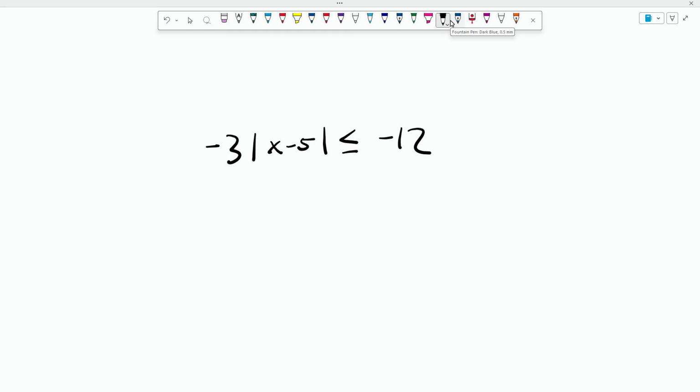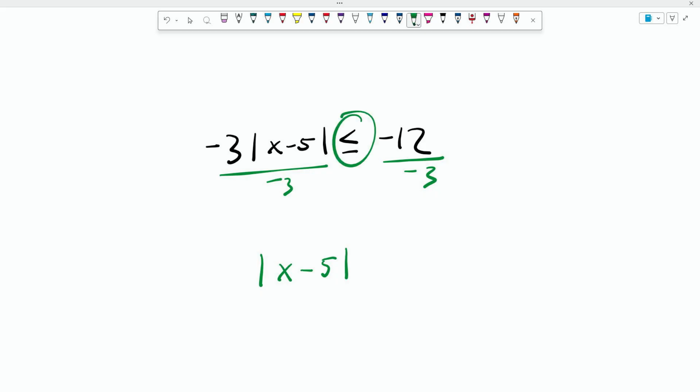What do we got to do first? Yeah, very important. We got to get the absolute value by itself before we do anything else. Divide by -3, divide by -3. What do we have to do with this? Gotta flip it around.